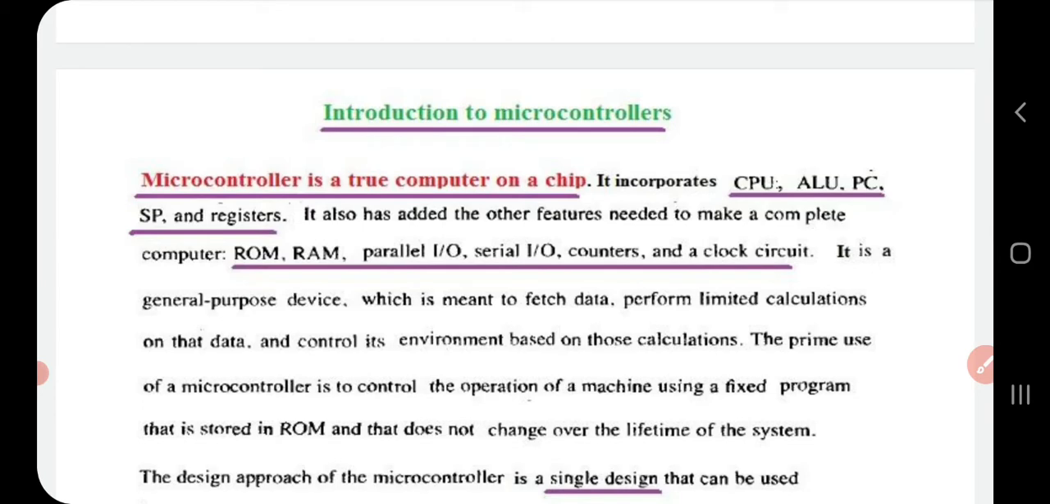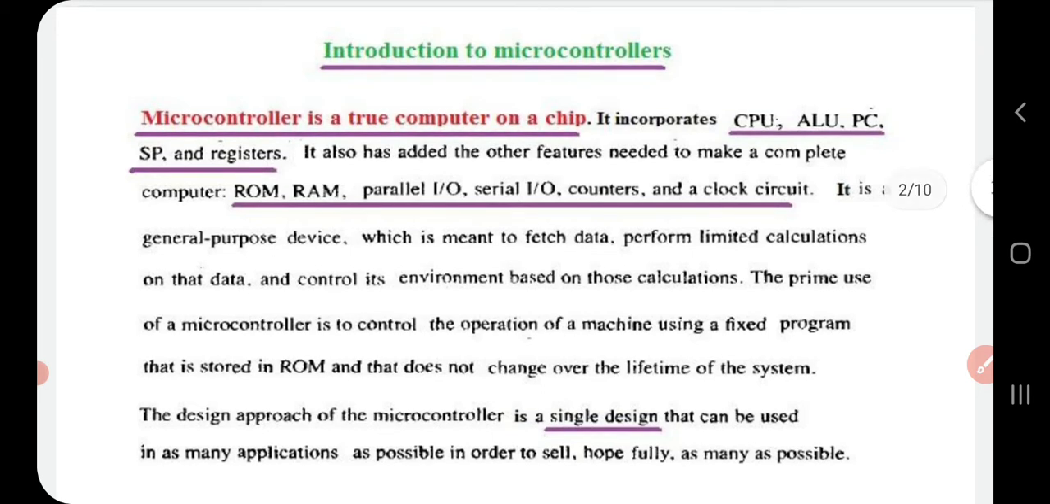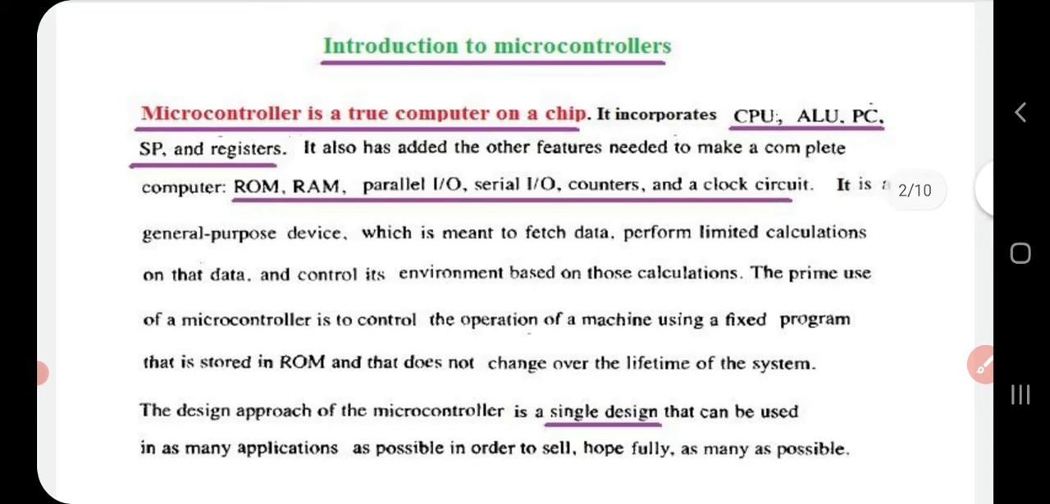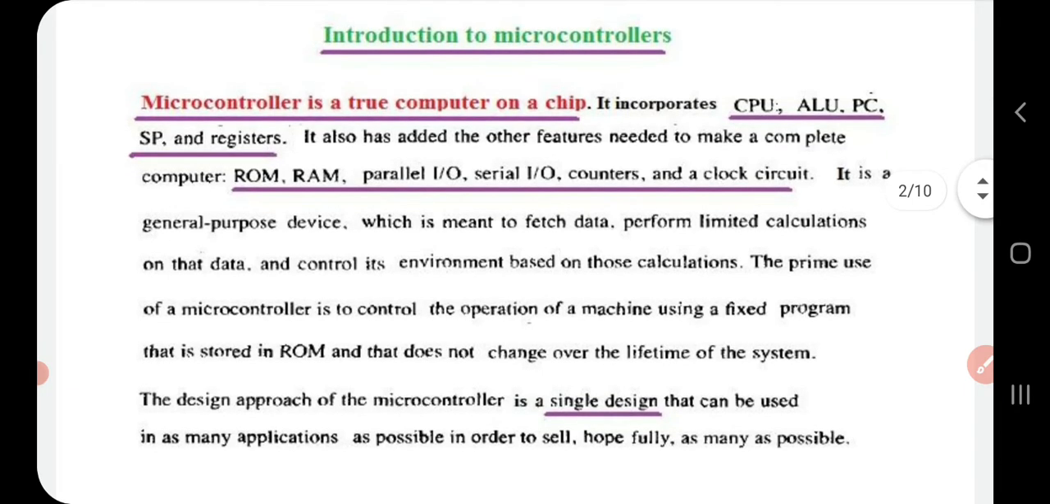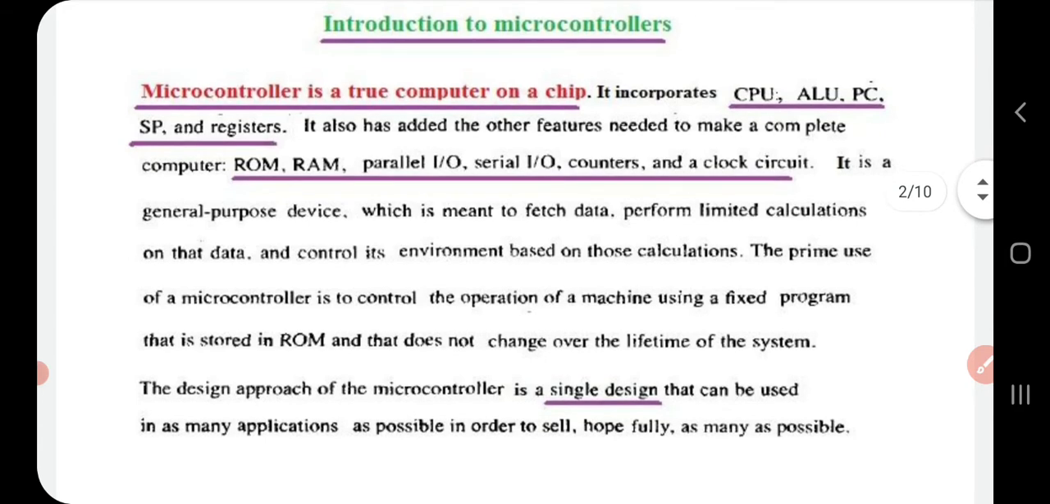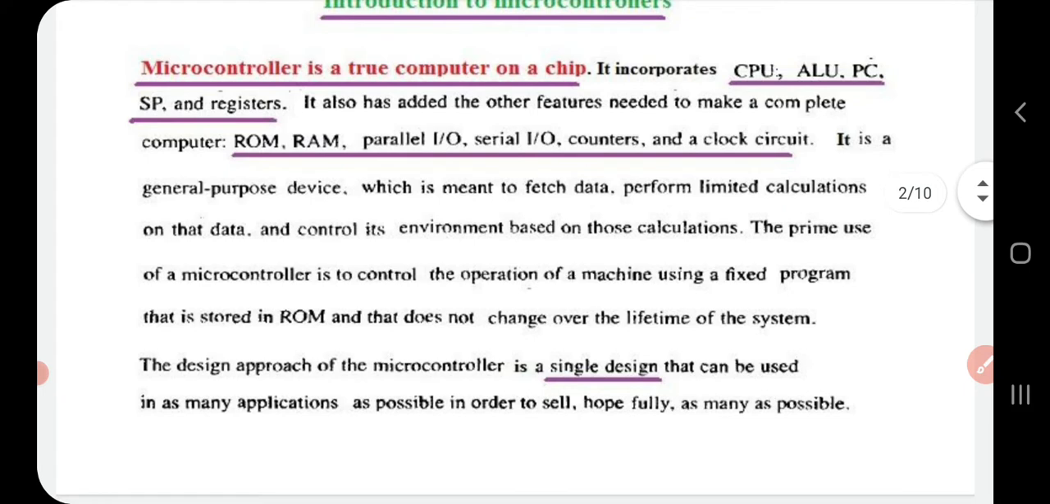A microcontroller is nothing but a true computer on a chip. It has a CPU, the central processing unit, then ALU, the arithmetic logic unit, then PC, the program counter, then SP, the stack pointer, then registers. It also has a ROM, read-only memory, then random access memory, RAM, then parallel and serial input output, counters, and a clock circuit.